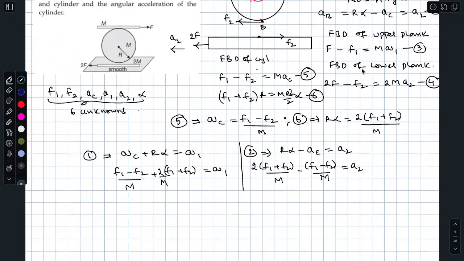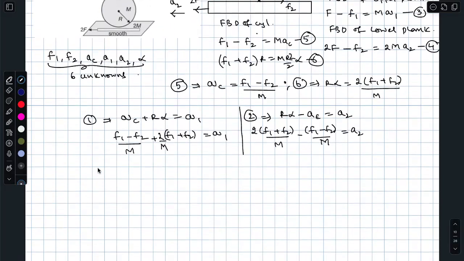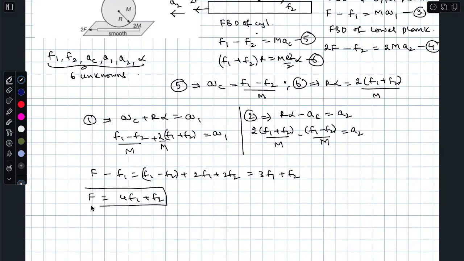So what you will get is capital F minus F1 is MA1. What I will get in the place of MA1? Simply F1 minus F2 plus 2F1 plus 2F2. By the way, 3F1 plus F2. So overall, I can write F as 4F1 plus F2. Call it star step.